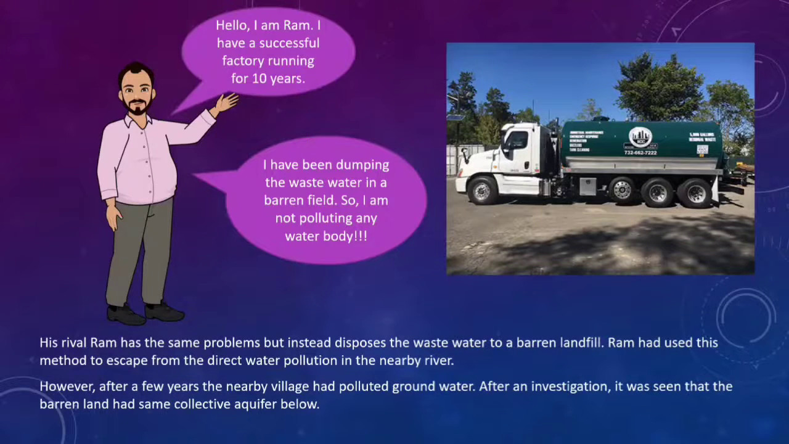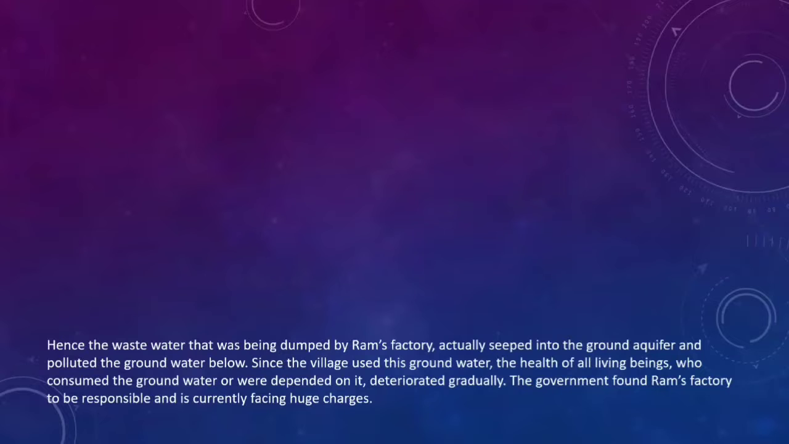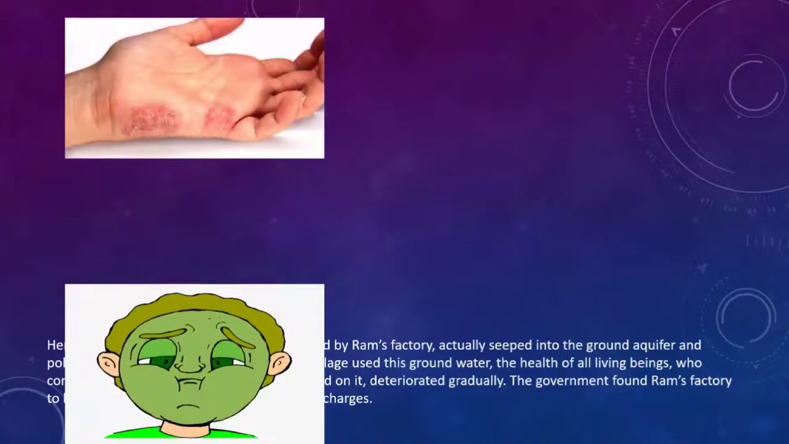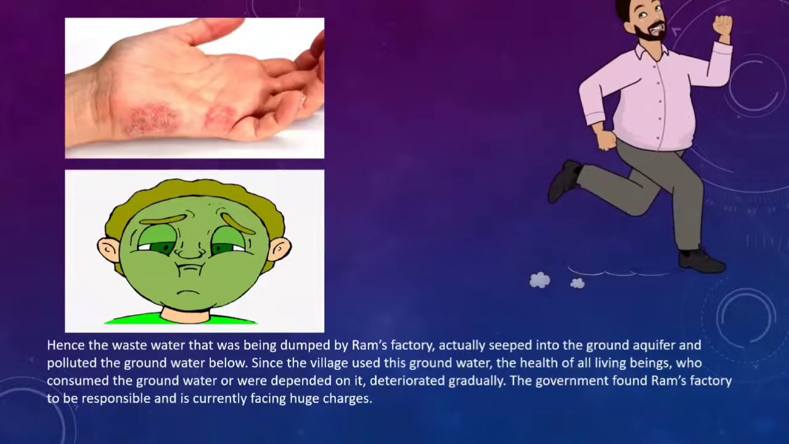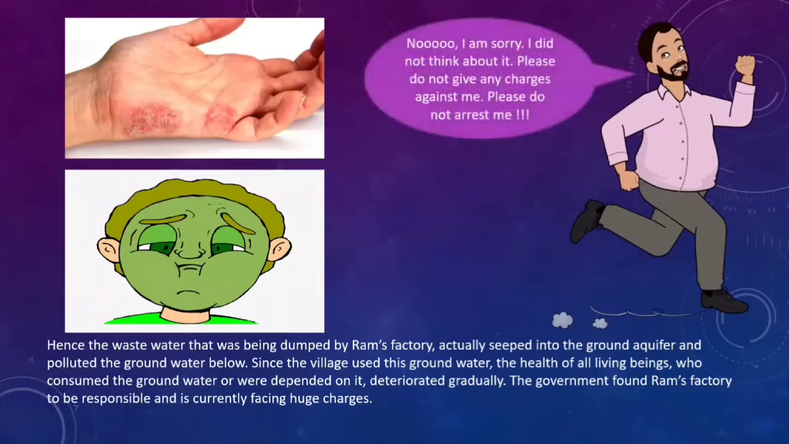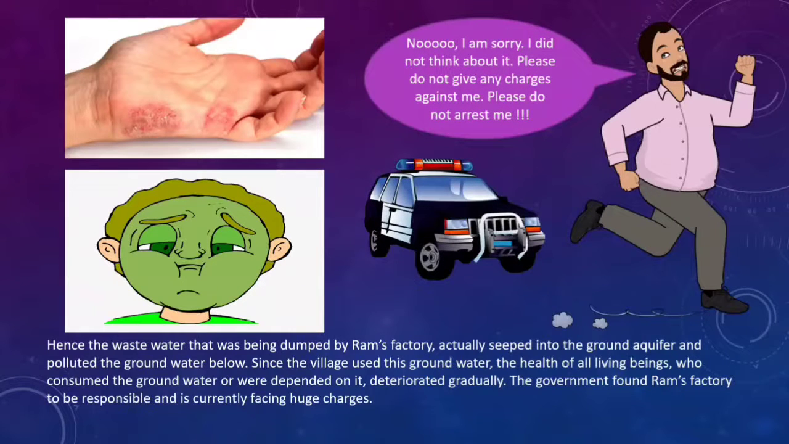However, after a few years, the nearby village had polluted groundwater. After an investigation, it was seen that the barren land had the same collective aquifer below. Hence, the wastewater that was being dumped by Ram's factory actually seeped into the ground aquifer and polluted the groundwater below. Since the village used this groundwater, the health of all living beings who consumed the groundwater or were dependent on it deteriorated gradually. The government found Ram's factory to be responsible and is currently facing huge charges.